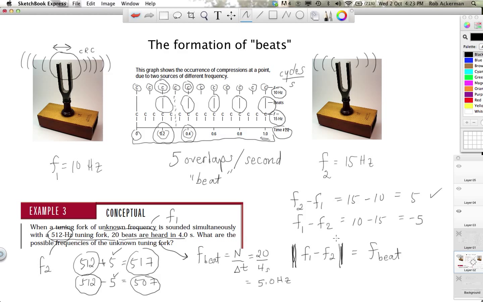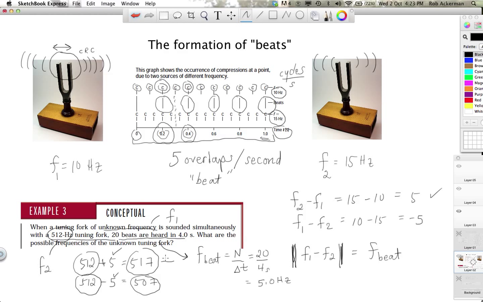So whether you want to go solving an absolute value equation mathematically, or you just want to reason it out using a little bit of logic, is up to you. But realize that the known frequency plus or minus the beat frequency gives you the other unknown frequency. Now here's a little bit of a challenge for you. How could you actually figure out what frequency the unknown tuning fork had? Well, think about it for a minute.